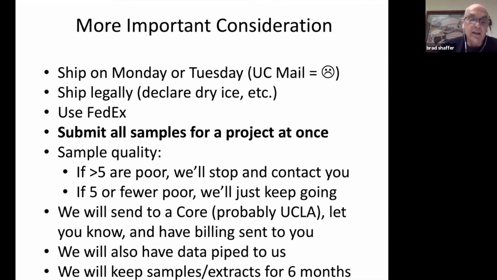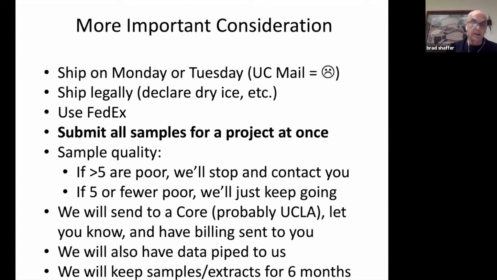I shouldn't have to say this, but ship it legally. If you're going to put dry ice in there, which we often recommend, declare the dry ice. It's not impossible to ship dry ice, but say what's in there. Because if you don't, there is a possibility that somebody will check and throw it out if it's not properly labeled, and that would be tragic. Use FedEx. FedEx, especially if you have a university account, is quite inexpensive and reliable, and we can track samples.